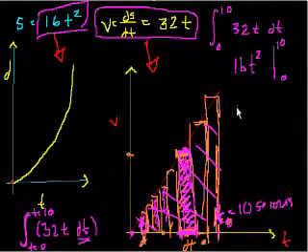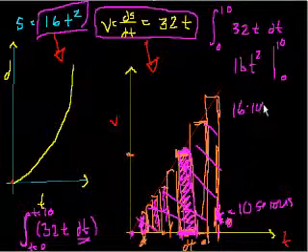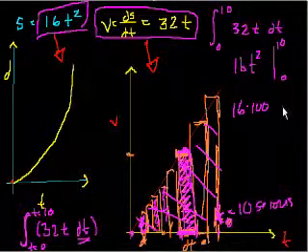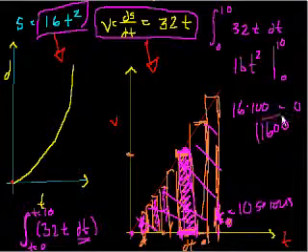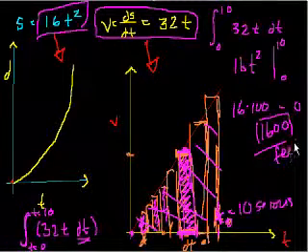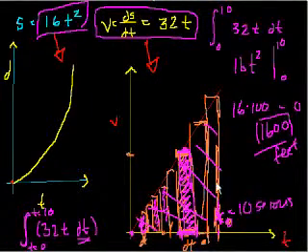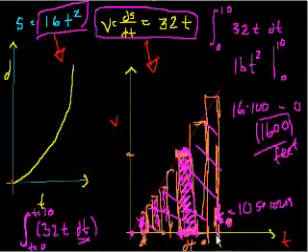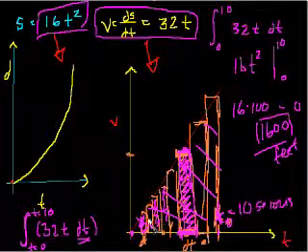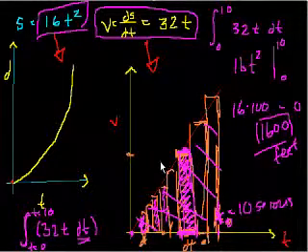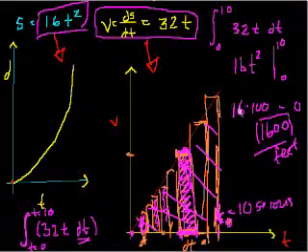So we evaluate this at 10, so 16 times 100, and then we subtract it evaluated at 0. So 16 times 0 is 0. So after 10 seconds, we would have gone 1,600 feet. And also, the area under this curve is 1,600. So let's use this to do a couple more examples. And actually, I'm going to show you why we do this subtraction. Actually, I'm going to do that right now.